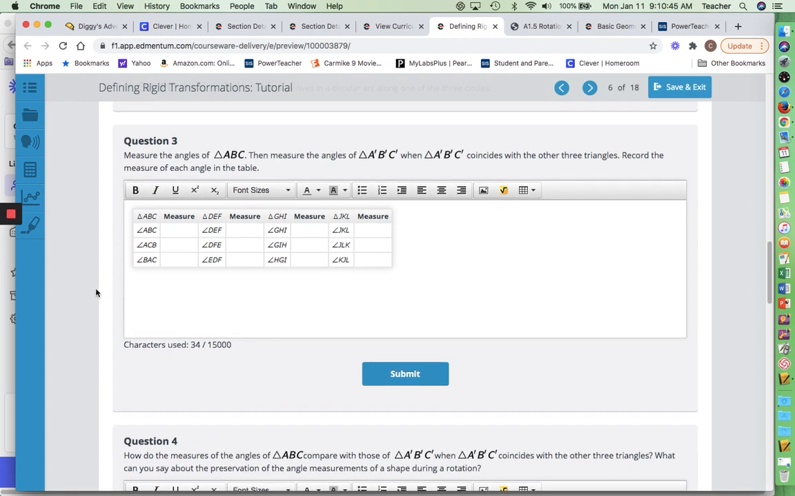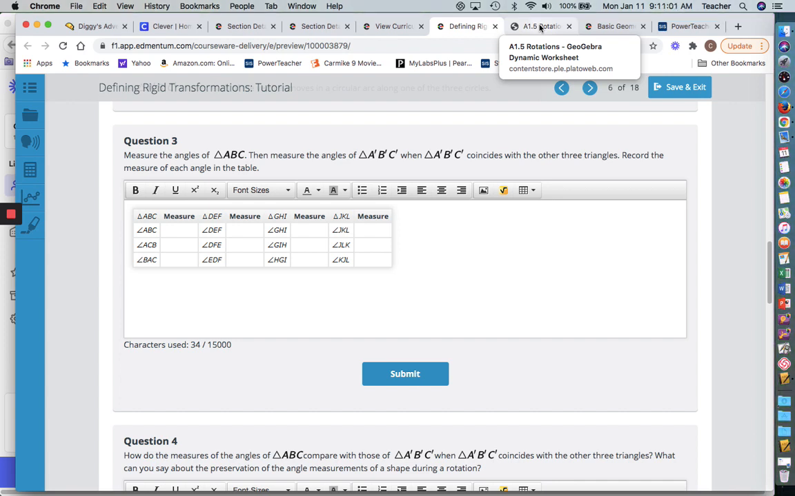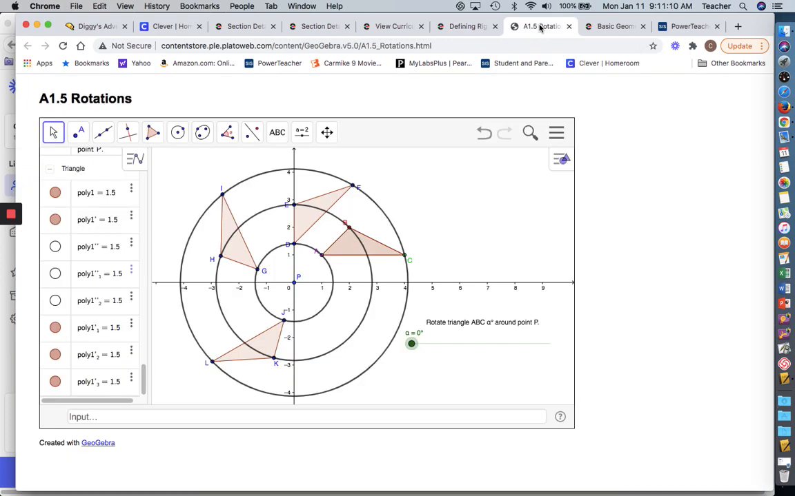All right, question 3. Measure the angles of triangle ABC, then measure A prime, B prime, C prime, and when it coincides for the other. Okay, well, they're going to stay the same, I'll tell you that now, because I'm not making the triangle bigger or smaller. Remember, this is not a dilation. So I am not changing the size of the triangle, so they're all going to remain the same. So once I find one of them, I actually have them all.